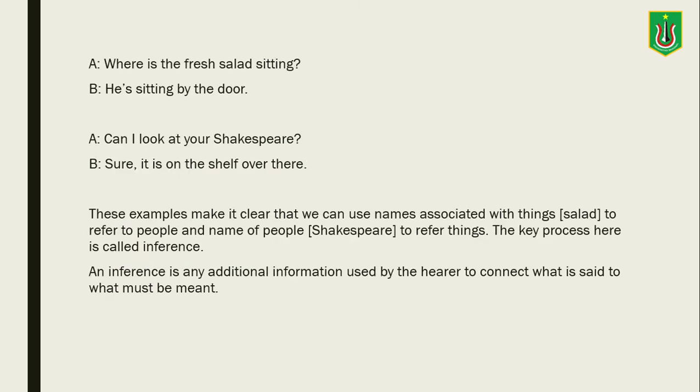Next, "Where is the fresh salad sitting?" "He is sitting by the door." "Can I look at your Shakespeare?" "Sure, it is on the shelf over there." These examples make it clear that we can use names associated with things to refer to people, and names of people, like Shakespeare, to refer to things. The key process is called inference, and inference is any additional information used by the hearer to connect what is said to what must be meant.